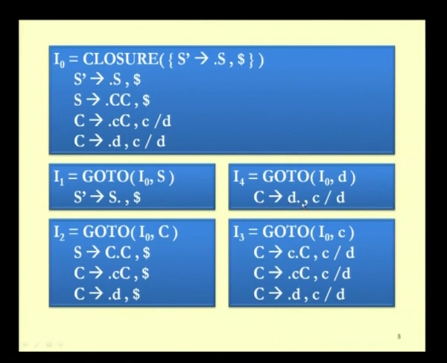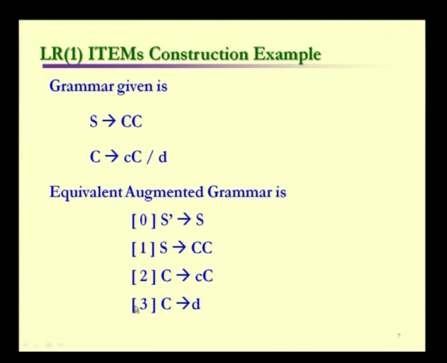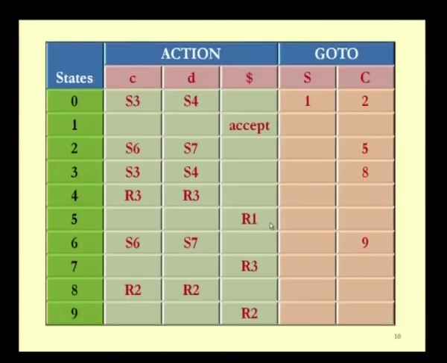We have a rule called C derives D dot comma C comma D. That is the third rule in the list of productions in the augmented grammar. So, in the state called 4, for the symbol C and for the symbol D, you reduce by using the production C derives D. Since C derives D is the third production, we will write it as R3, that is, 4 comma C and 4 comma D we write as R3.